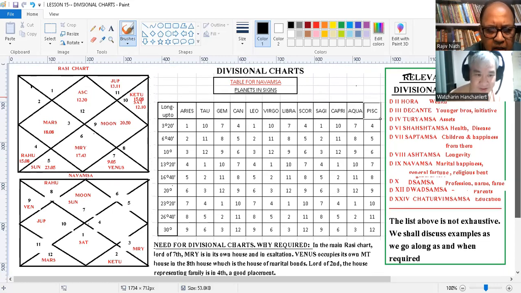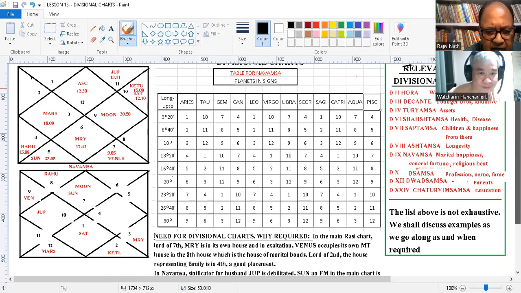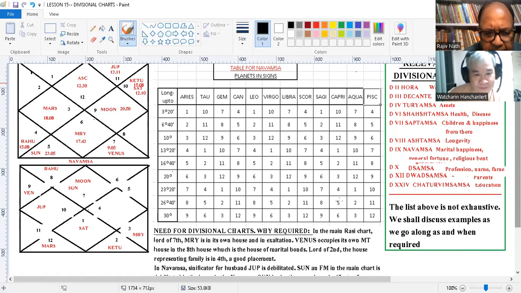Now look, what is the importance of divisional charts? I have put a small note for now. Read this: need for divisional charts. Why required? In the main Rashi chart, we are looking at this chart, the main Rashi chart.